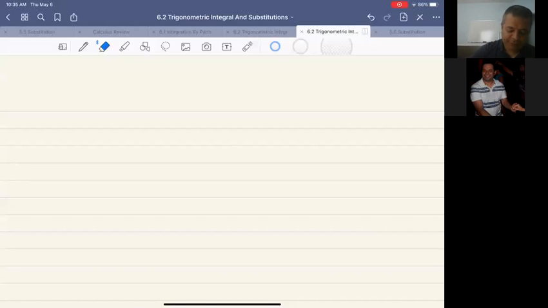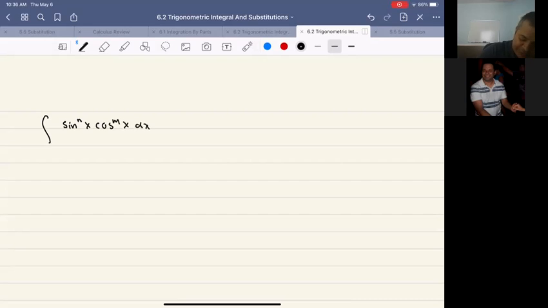All right, welcome back. So we've been looking basically at this problem for the first couple of videos here. We've been looking at the integral of sine to the n of x cosine to the m of x dx, okay? And we've looked at so far the case where n and m are both even, and where one of them is odd. Those are two different cases, okay?